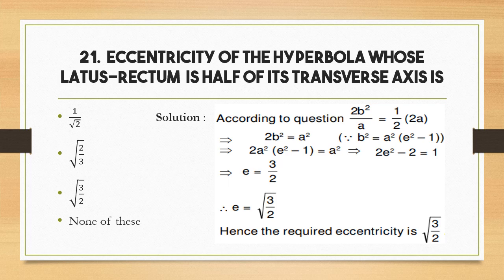I will cancel a square on both sides. So I got 2 times e square minus 1 equals 1, or 2 times e square minus 2 equal to 1. 2e square equal to 3. So e square equals 3 by 2. e equals root of 3 by 2. It seems like option C. Therefore required eccentricity is root 3 by 2. So option C. Okay. So that's it from the conic sections entrance questions.